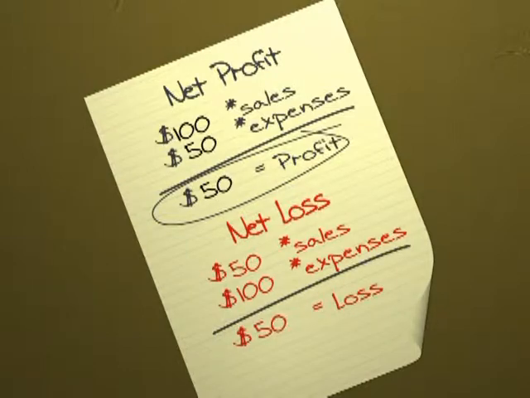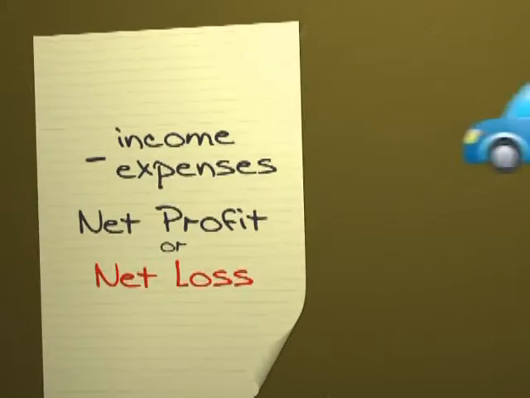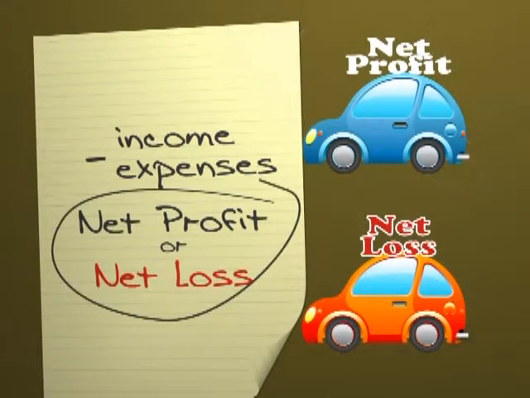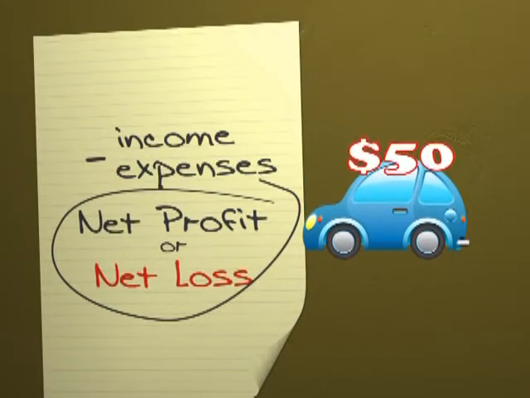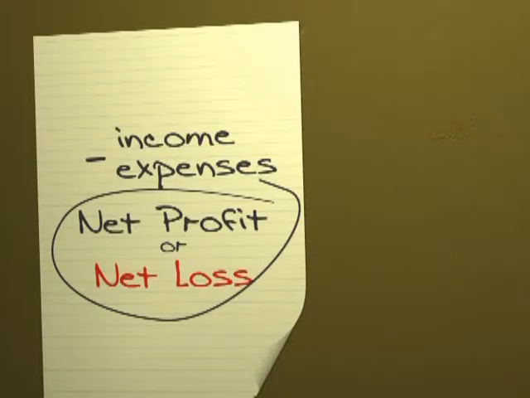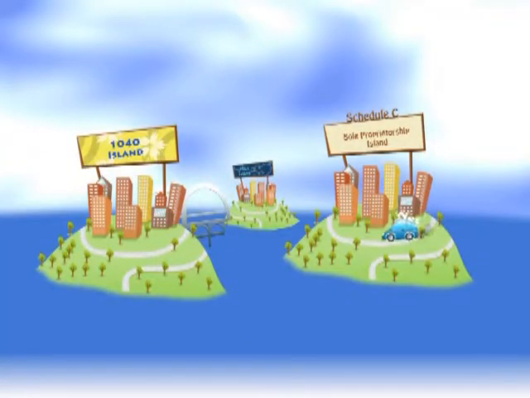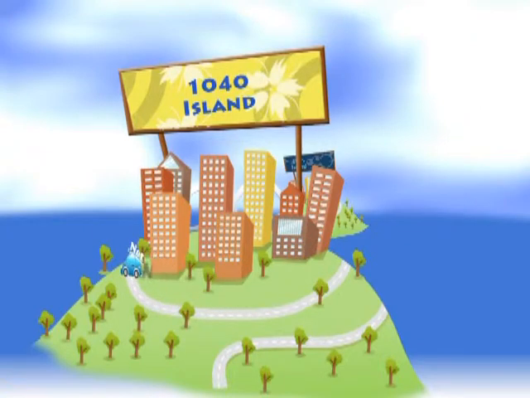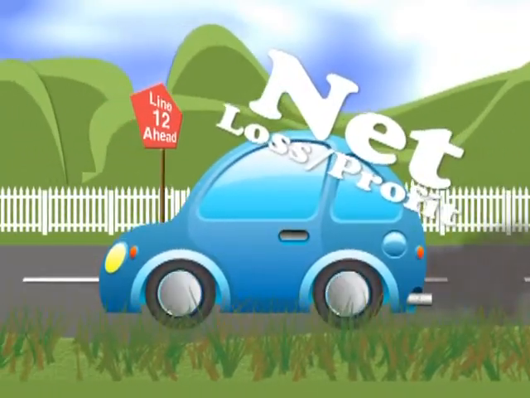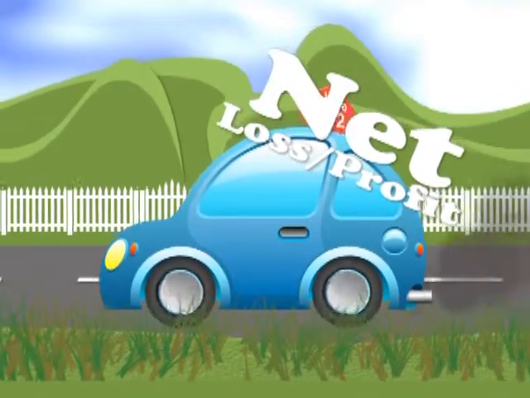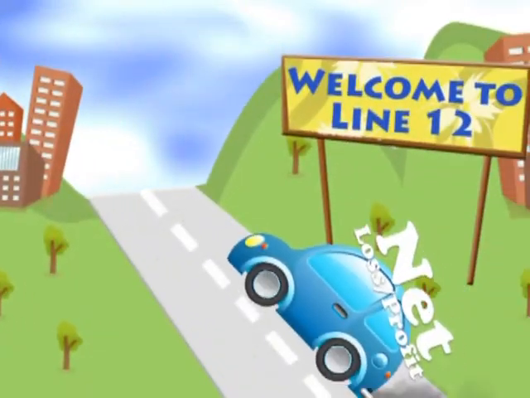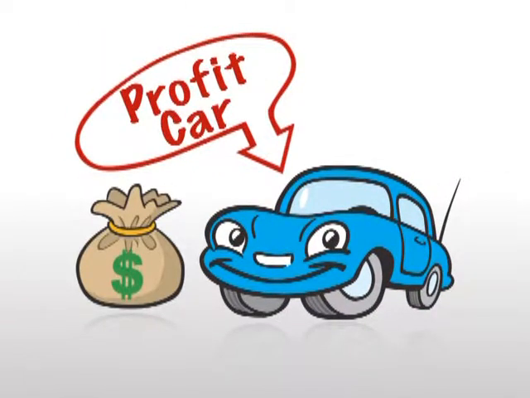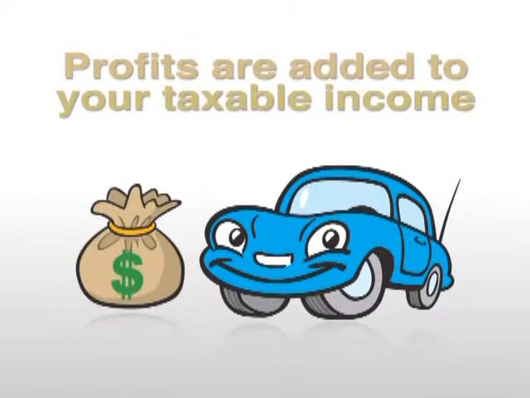To demonstrate the movement of profits and losses between the different tax forms, we will use a profit and loss car. In this case, $50, either as a loss or as a profit, jumps on the profit-loss car. The profit-loss car jumps over from the Schedule C island onto the 1040 island. It doesn't require a bridge. It doesn't have very far to go. Just a small leap from the Schedule C island to land on the 1040 island on line 12. If your car is a profit car, this profit adds to your taxable income.